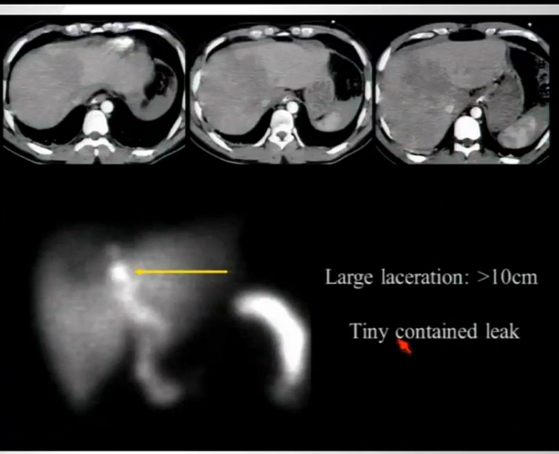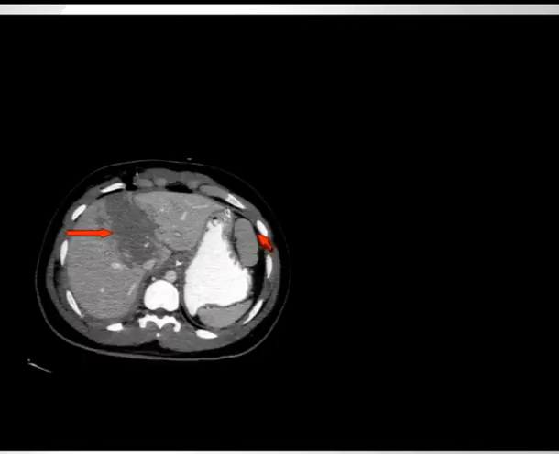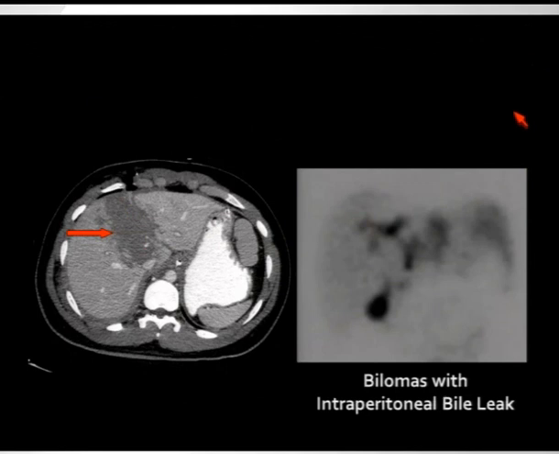Of course, the size of the laceration bears no relationship to the presence or absence of a bile leak, either biloma or free intraperitoneal leak. A large hematoma here in the liver with a tiny contained biloma. Similarly, another laceration across the liver here, and you can see there are multiple small bilomas present within the liver parenchyma, and in addition, there's some bile leaking out into the intraperitoneal area along here.